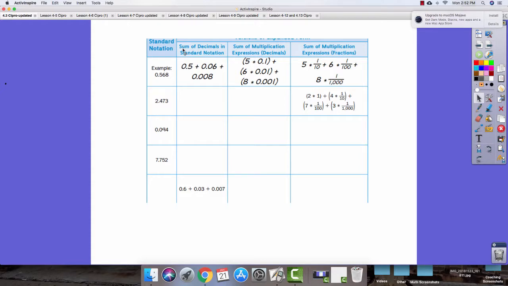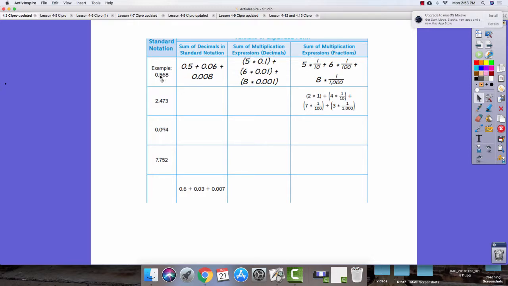We're going to say what's called sum of decimals in standard notation, which here's an example. If I'm going to take the decimal 0 and 568 thousandths, I can just show the value of each digit as an addition expression. So that 5 is 0 and 5 tenths, that 6 is really 6 hundredths, so plus 0 and 6 hundredths, plus 0 and 8 thousandths. If I added 0 and 5 tenths, plus 0 and 6 hundredths, plus 0 and 8 thousandths, I would get 568 thousandths.